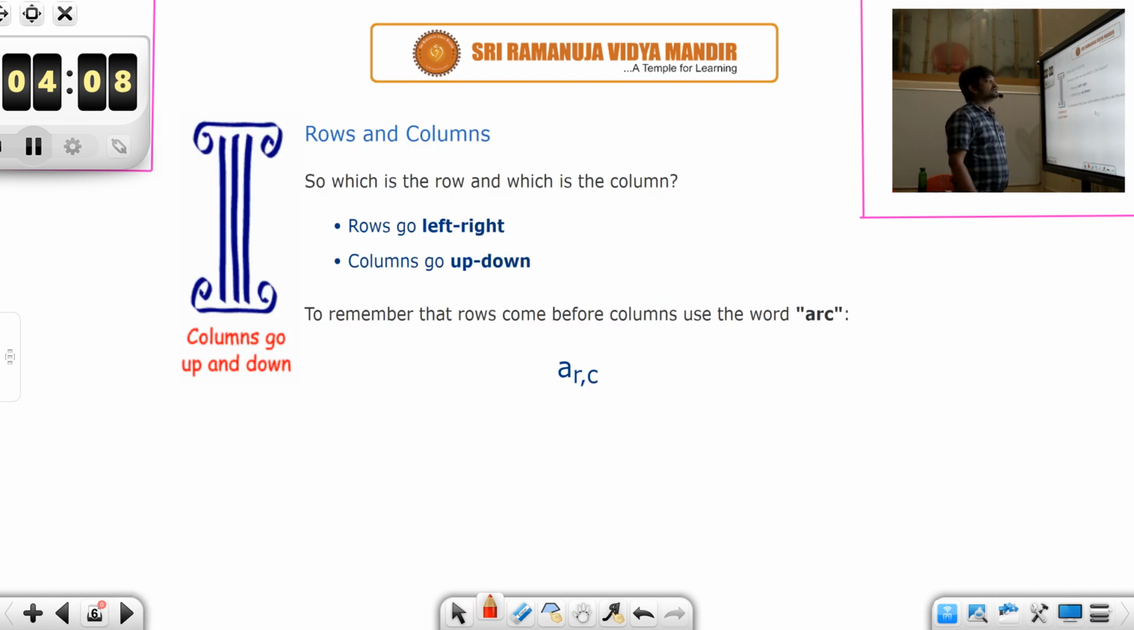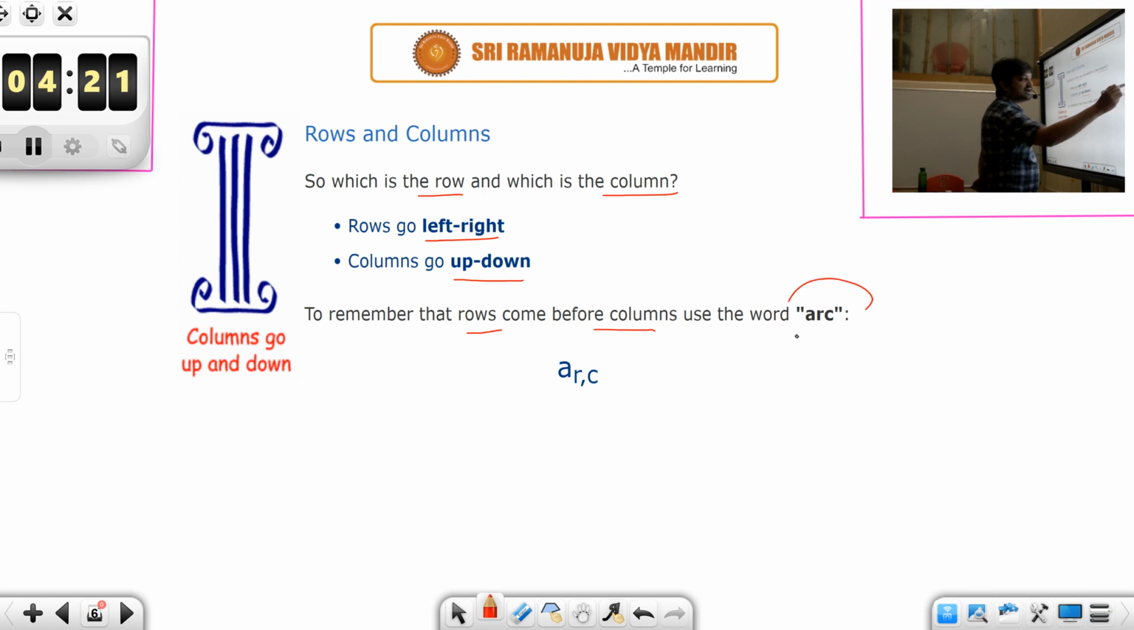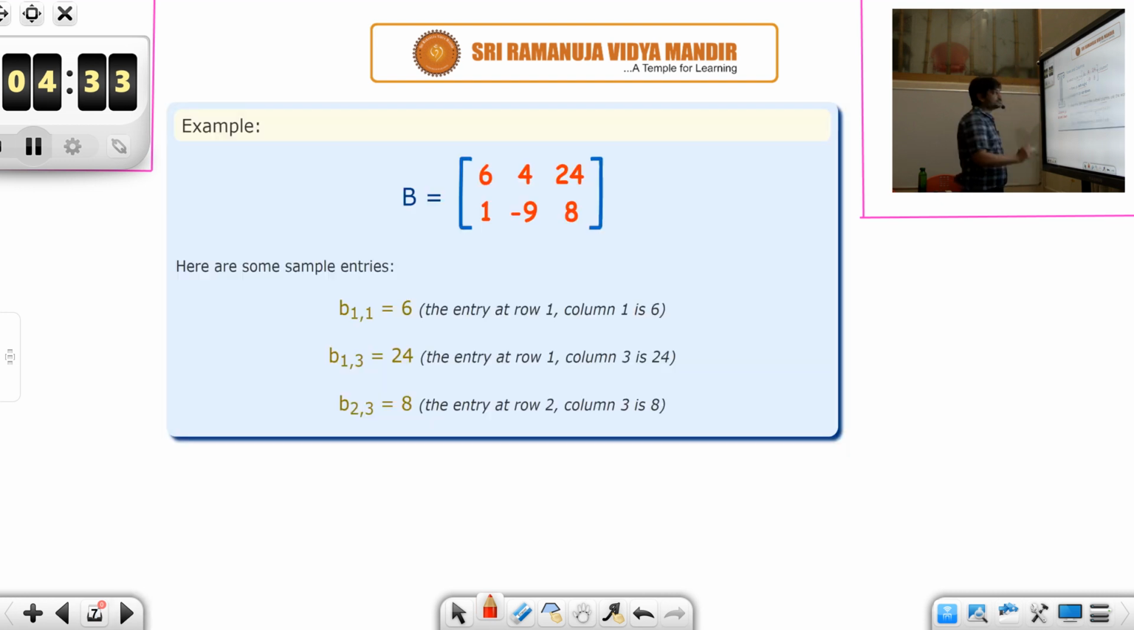Now rows and columns. Which is the row and which is the column? Rows go left to right, meaning they are the horizontal ones, and columns go up and down, they are the vertical ones. To remember that rows come before columns, use the word ARC. A is the lowercase letter we use to denote the element, and in RC, R is the row number and C is the column number of that corresponding element.